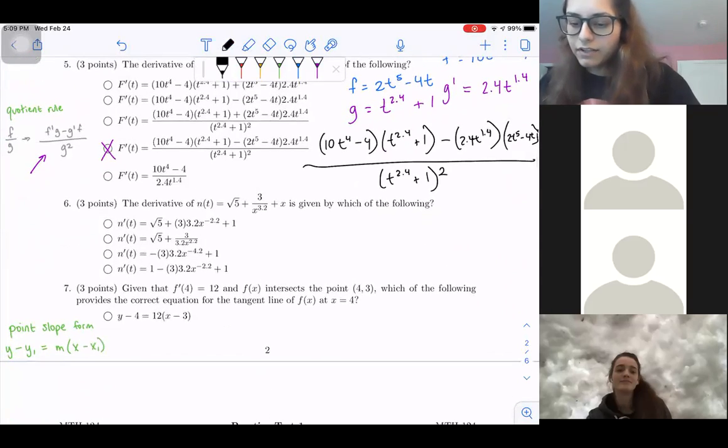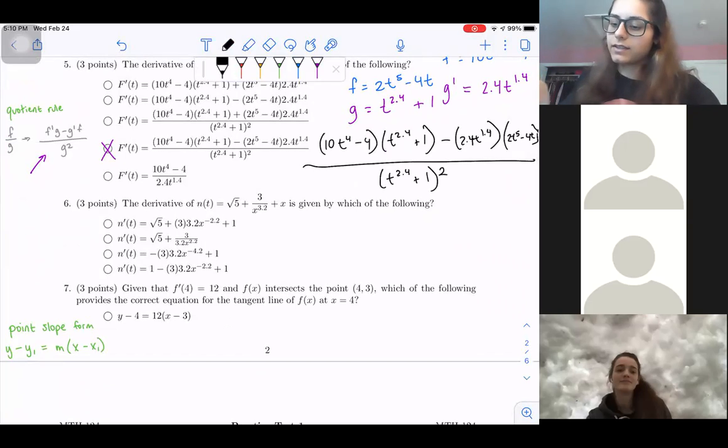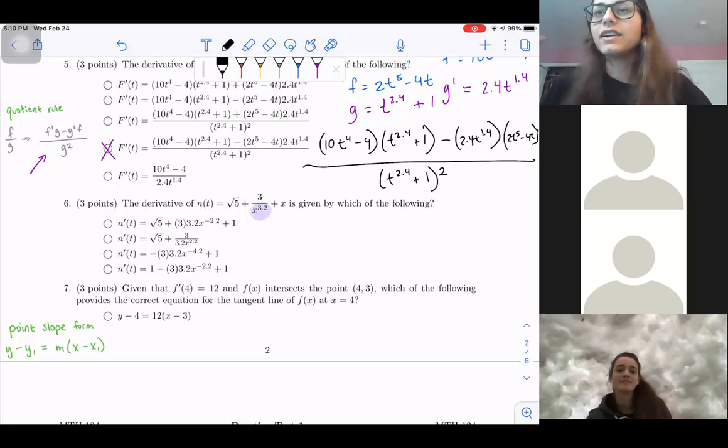All right, the derivative of n of t is given by which of the following? Okay, so we're taking another derivative. Don't feel scared by this. The best thing to do here is try to simplify the equation a little more before you approach it. Because we see that we have a variable in the denominator, and you're like, oh no, what do I do with that? Simplify it and it'll become really easy, right?